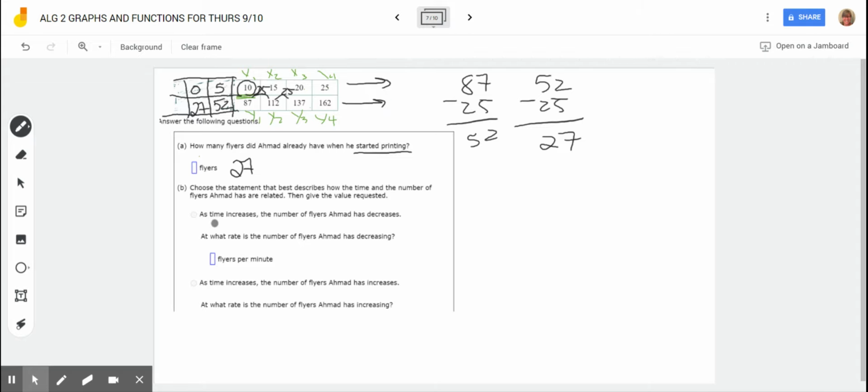So what does it say? As time increases, the number of flyers decreases. Well, no, that's silly. As time increases, the number of flyers increases. Yes, that is true. At what rate?